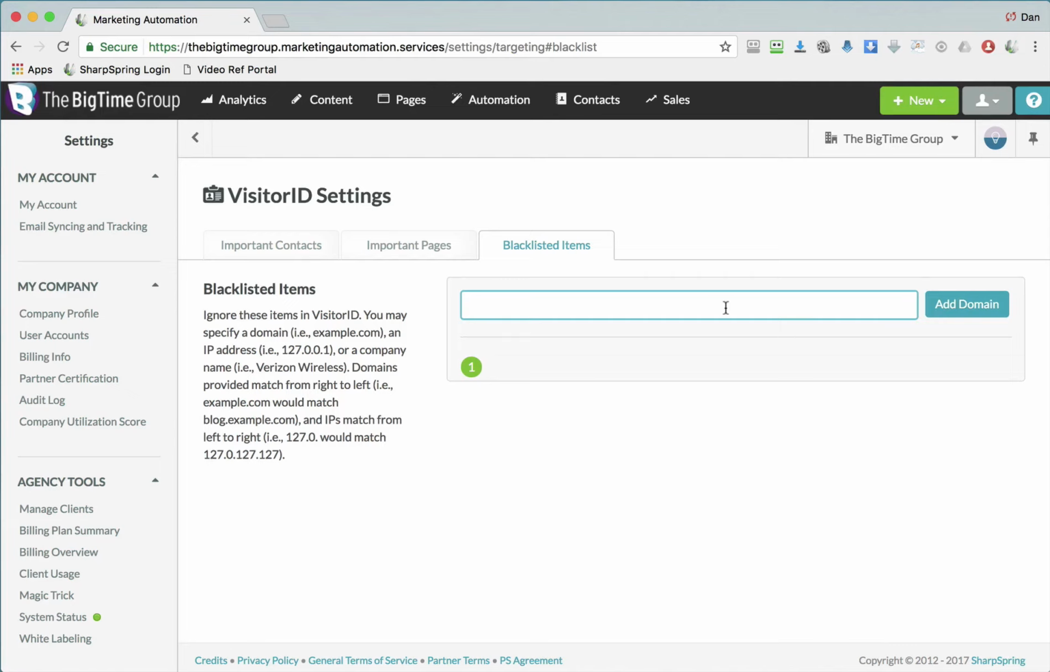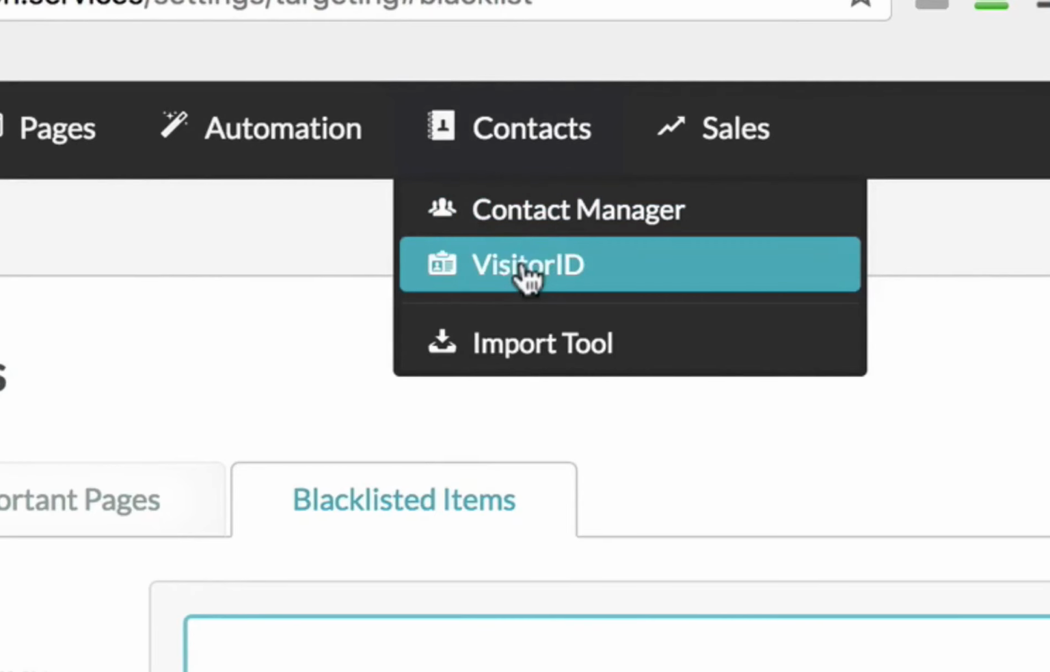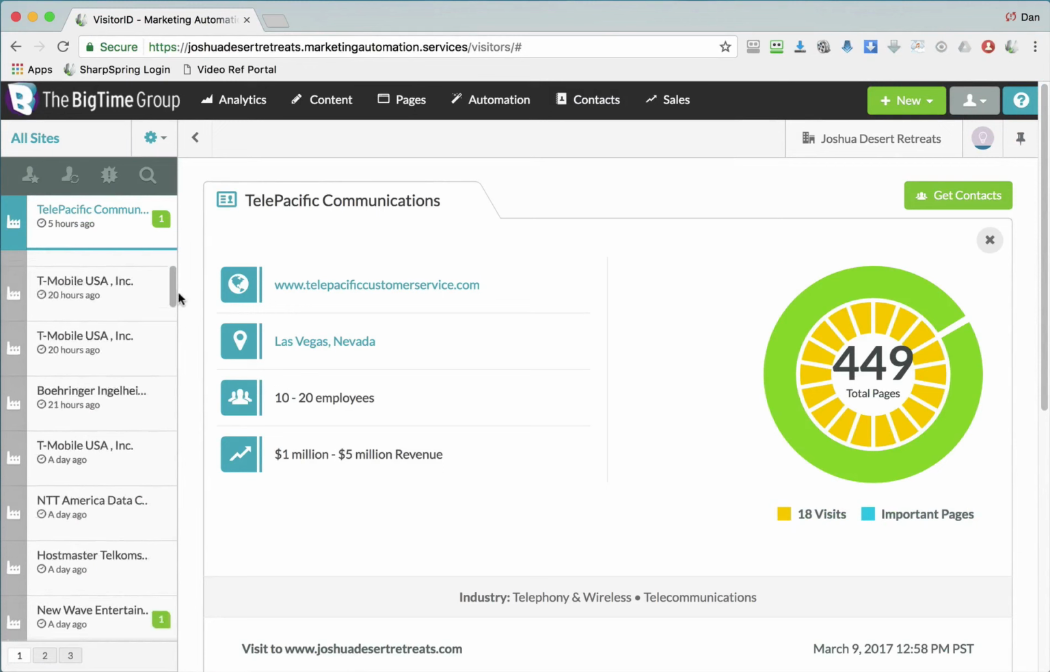Now let's take a look at visitor IDs. For this, we go up to Contacts and go down to Visitor ID. Now you can see that they've had some interaction.